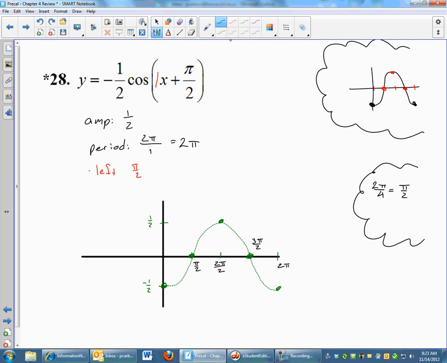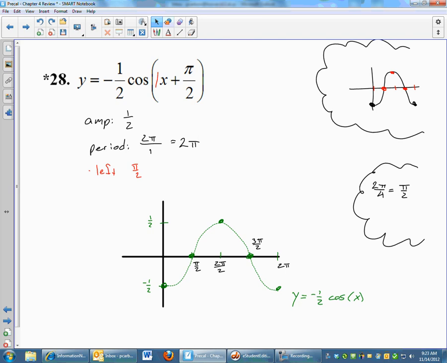And what I have right here in green, this is the graph of y equals negative 1/2 cosine of x. I have not factored in the plus pi over 2. So now I need to take each one of these points and shift to the left pi over 2. And there's a couple of different ways that you can do that.